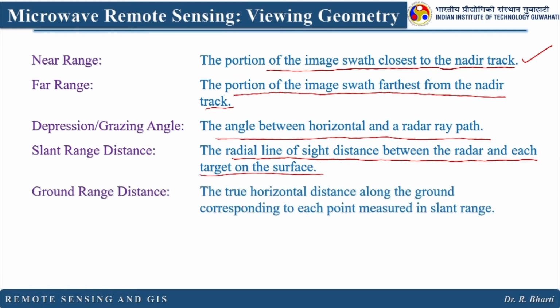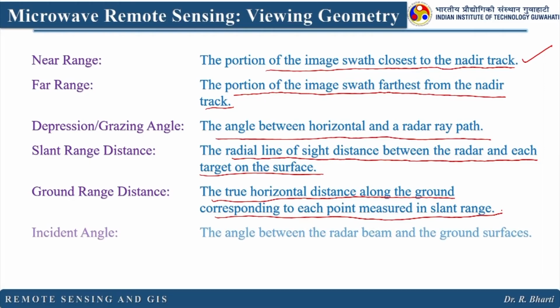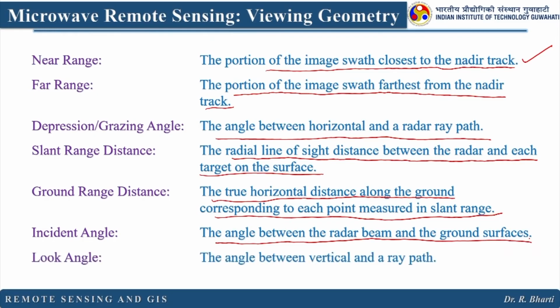The next one is ground range distance, the true horizontal distance along the ground corresponding to each point measured in slant range. Then incident angle, the angle between the radar beam and the ground surfaces. And the last one is look angle, which is the angle between vertical and a ray path, right.